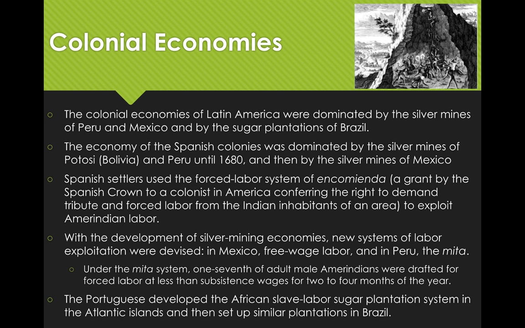Sugar and silver played important roles in integrating the American colonial economies into the system of world trade. And sugar, silver, and tobacco. So this is how the African slave trade to the Atlantic world begins. Now, what had happened before?